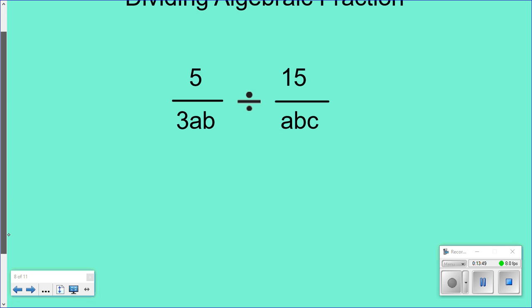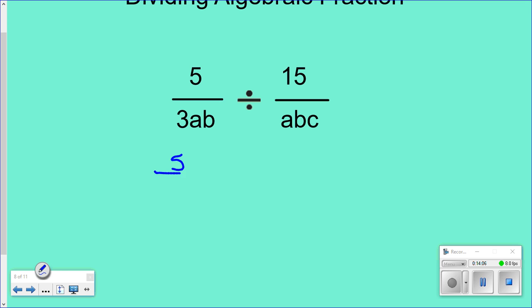Here's the one we're working with. 5/3AB divided by 15/ABC. I feel like I'm saying my ABCs up here. All right, so same thing goes. Keep, change, flip. Okay, so we're going to keep the first, change the middle, flip the second one. 5/3AB times ABC/15.